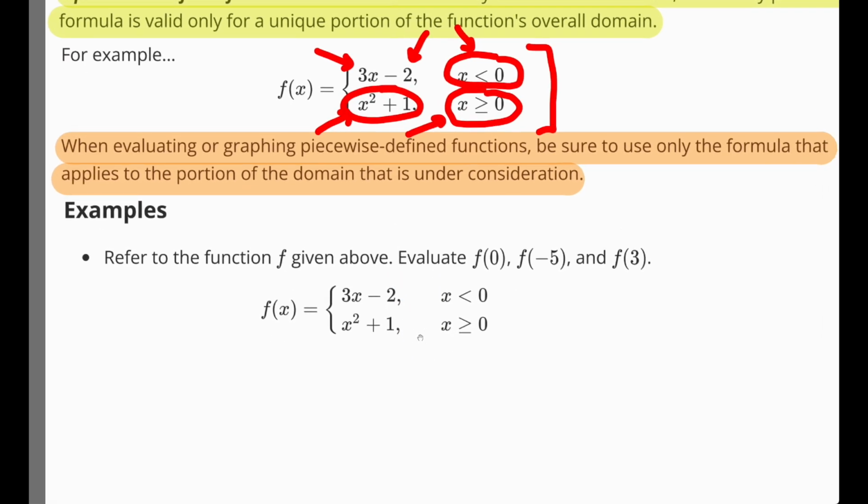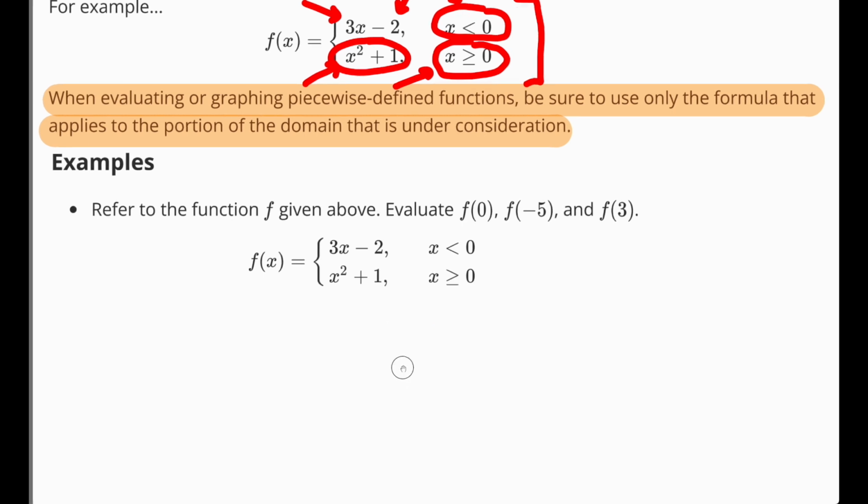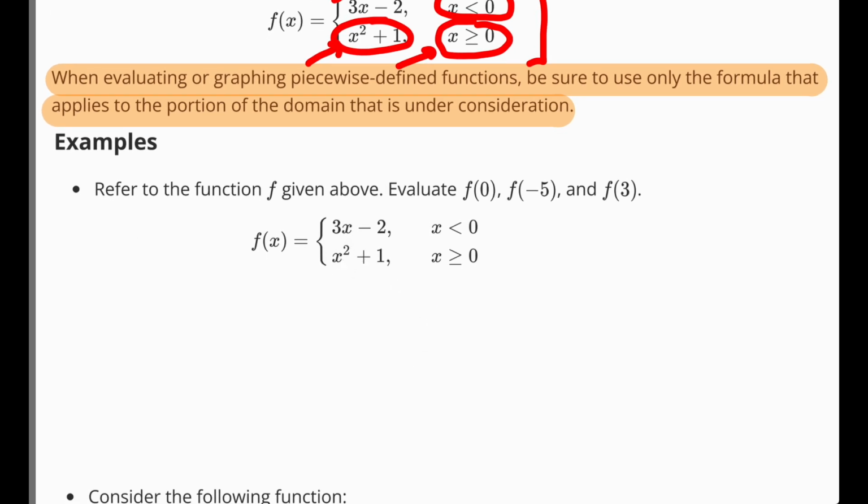All right, examples. It says refer to function f given above. I also copied and pasted it right underneath there. And we're going to be using that piecewise function, that f of x, to evaluate f of 0, f of -5, and f of 3. And it's going to be important to make sure that we pick the correct piece when doing this.